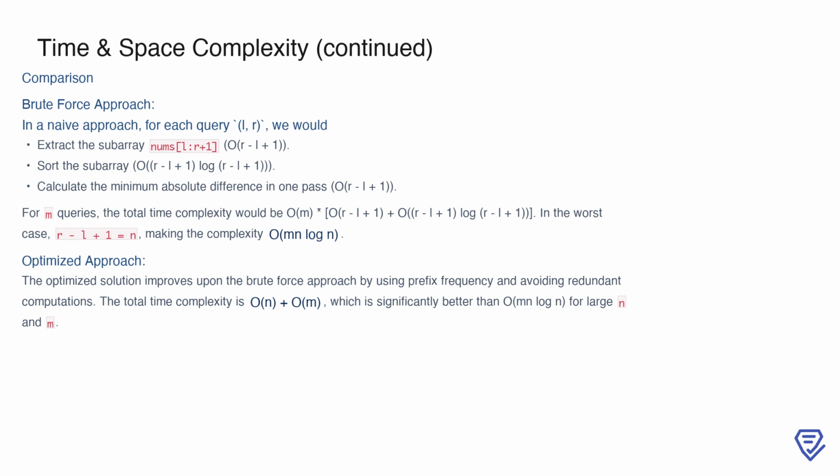For m queries, this results in a total time complexity of O(m * (R - L + 1)) plus O(m * (R - L + 1) log(R - L + 1)). In the worst case, where the range size is the entire array, this becomes O(m n log n). By contrast, the optimized solution avoids redundant computations by using pre-computed prefix frequencies. This reduces the time complexity to O(n + m), which is a significant improvement, especially for large inputs.